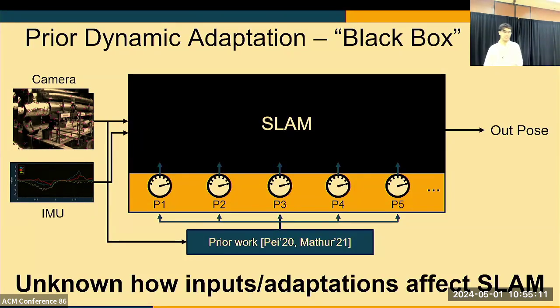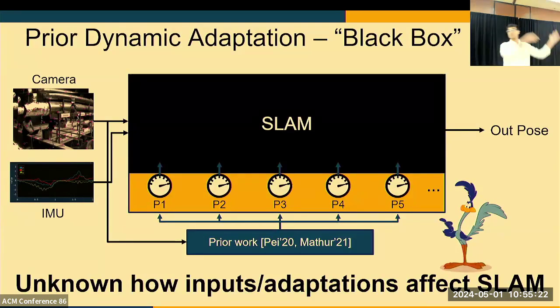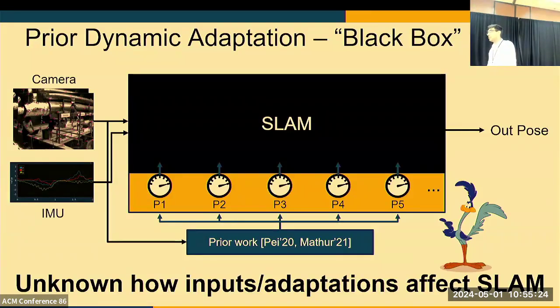A control strategy like this may look like: let's say the user or the robot is moving very slowly, then we'll use the cheapest parameters. If it's moving very fast, we use the most expensive parameters. But the kicker here is, how fast is too fast and how slow is too slow? How are our parameters actually affecting the SLAM algorithm? How do we know when we've gone too far?